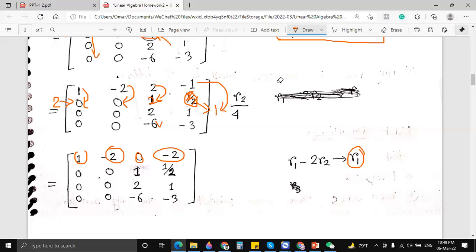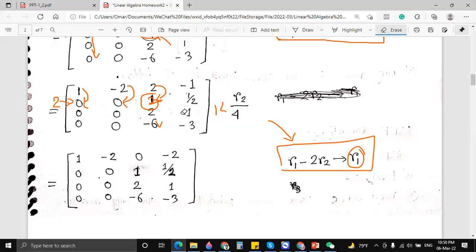So Hassan, do you understand why I did it this way? Why I did R1? Yeah, to make all the entries above our pivot point and below our pivot point as 0. We did this operation: R1 minus 2 R2 assigned to R1. I hope this line is clear. Yeah, yeah, bro. The next line.